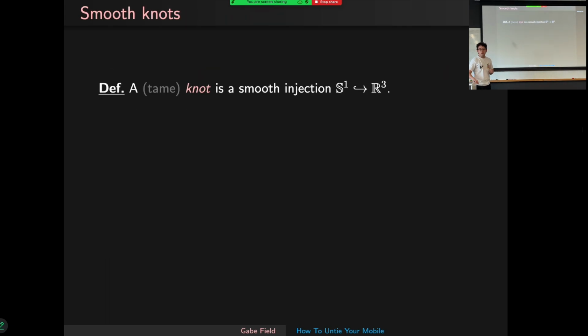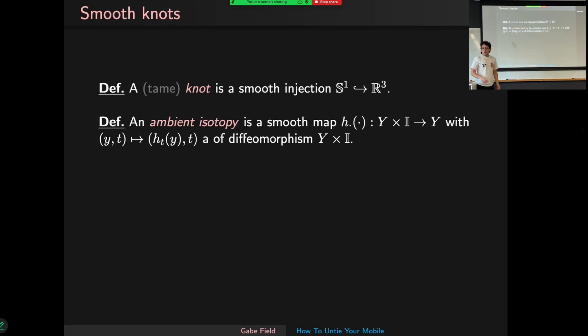Okay, so our real definition. A tame knot is going to be a smooth injection of the circle into R3. Okay, now let me start retelling the story. We had our isotopies to move between knots, and I'm going to kind of blitz this a little bit and then give you intuition afterwards.